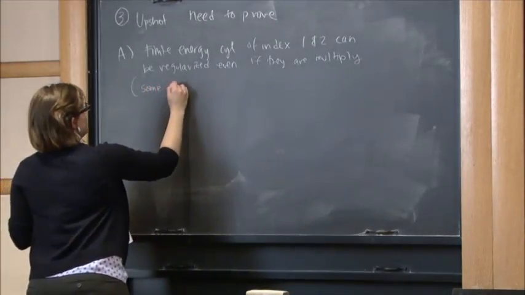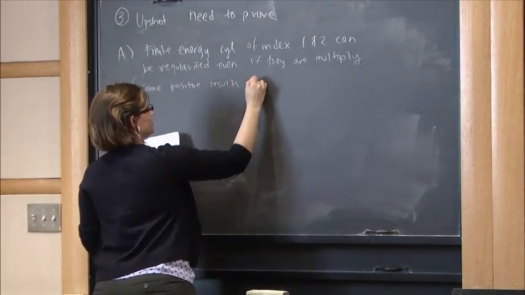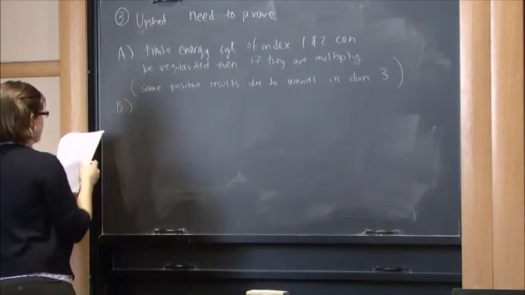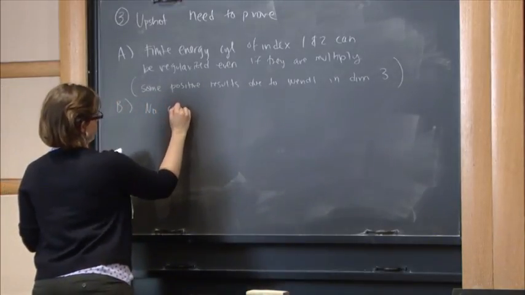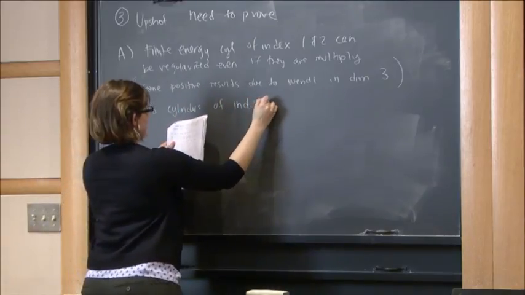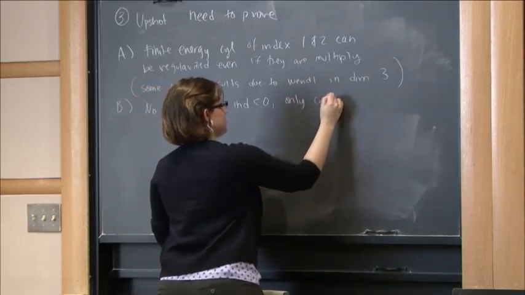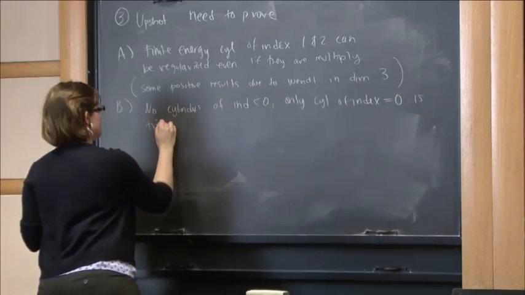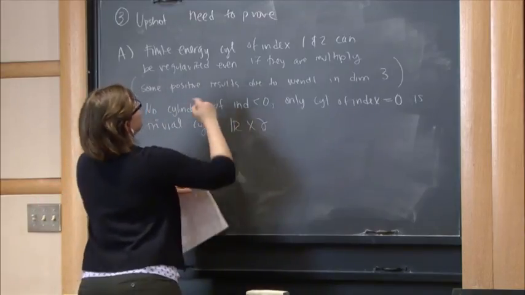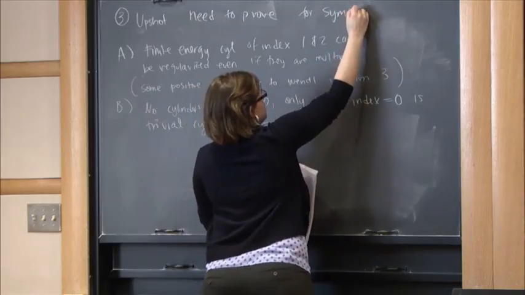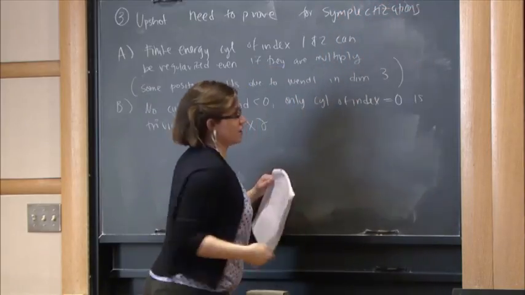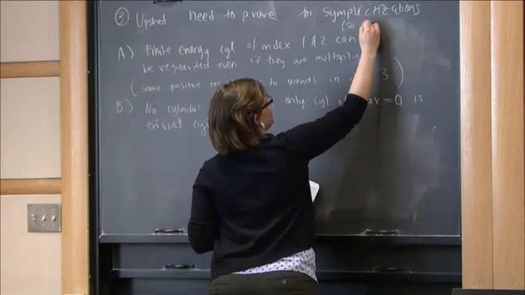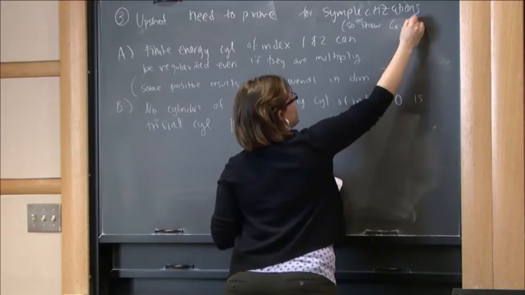So some positive results due to Wendl in dimension 3. Okay. Then the second thing is that you need to show that there are no cylinders of index less than 0, and the only cylinder of index equal to 0 is the trivial cylinder. And this is going to be in symplectization. So to do invariance, it's going to be a similar story, but a little bit difficult, and I don't have time to get into that, so let's just focus on what's going on with symplectizations. So you can show that this actually forms a chain complex.